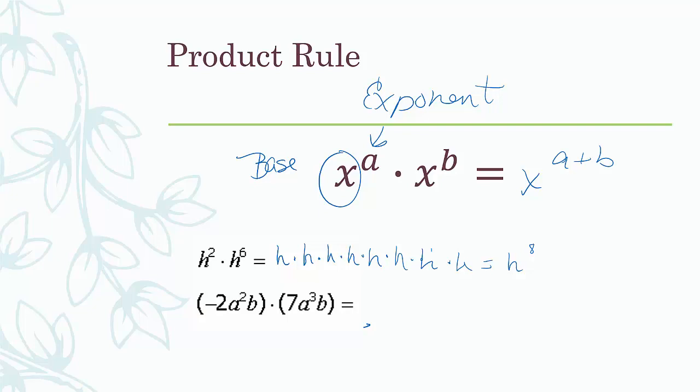So now let's look at a little bit harder problem. We've got negative 2a squared b times 7 times a to the 3rd b. I want you to pause the video and think about it for a second. I want you to figure out what you're going to multiply first.